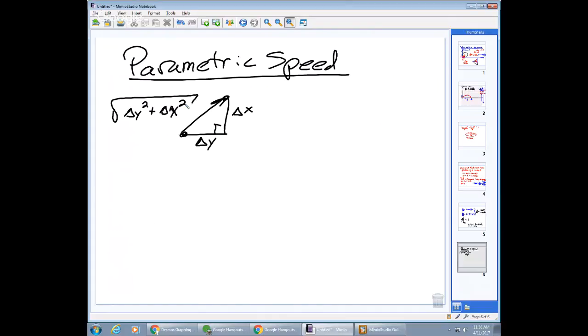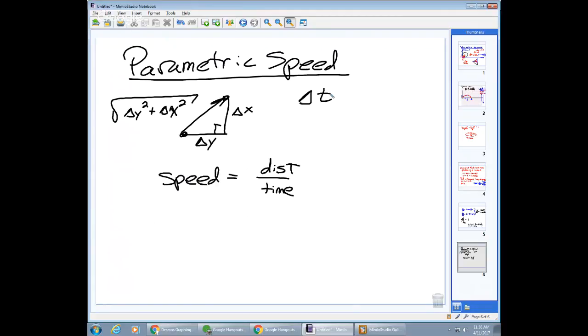Agreed? Okay. Now, speed, well, that's just your total distance divided by your total time. Well, as we traveled a little x ways and a little y ways, that means t had to move a little to make that happen. So to get from this point to that point, there had to be some change in time.